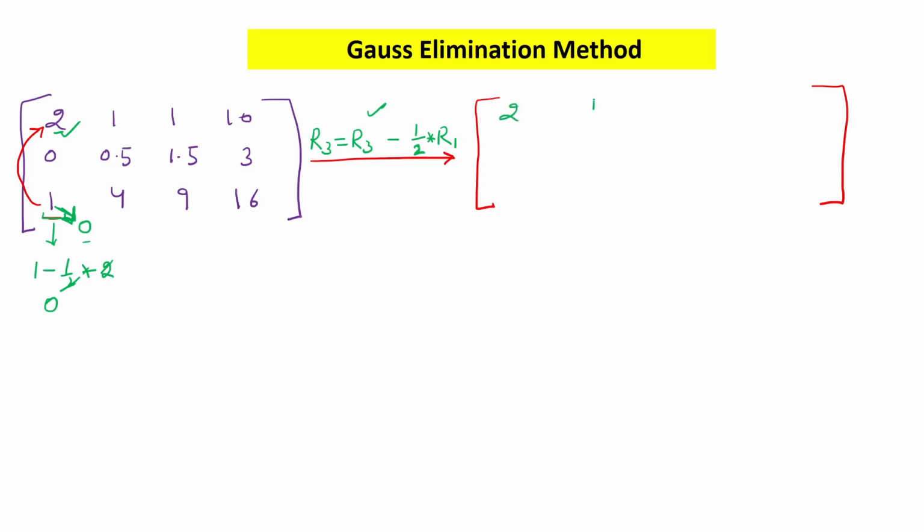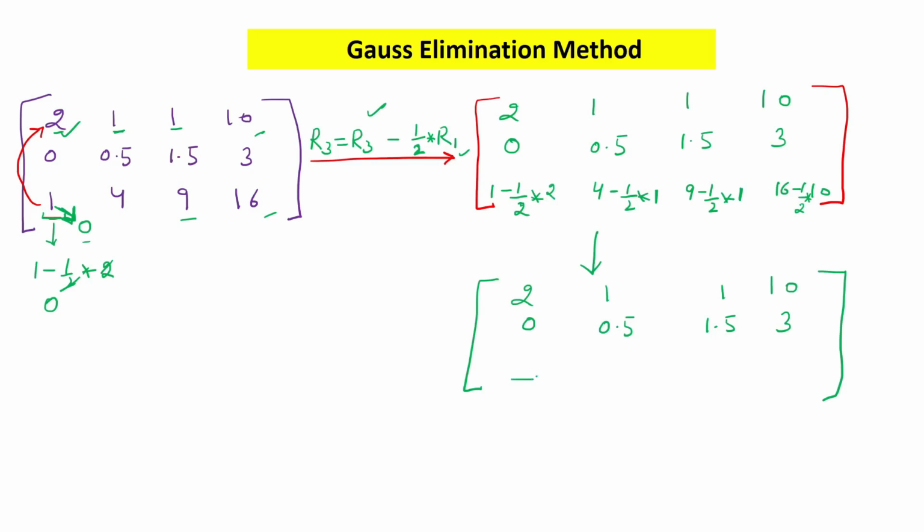So first row will not be changed and second row will also be same. Now here I will write 1 minus 1 by 2, the row 1 element, that is 2. Same way here I will write R3 minus 1 by 2 and what is the next element, that is 1. Then I will write this 9 and 1 and lastly I will write 16 minus 10, but here I have to write 1 by 2 multiply. So what will I get here?